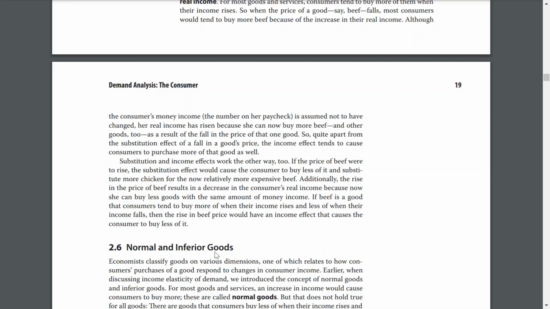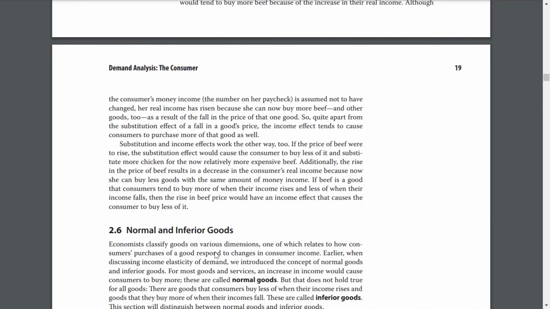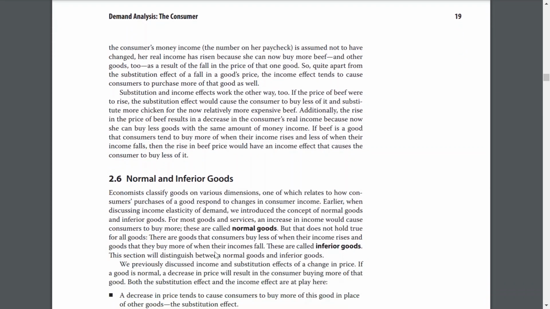And other goods too, as a result of the fall in the price of the one good. So quite apart from the substitution effect of a fall in the good's price, the income effect tends to cause consumers to purchase more of the good as well. Substitution and income effects work in other ways too.